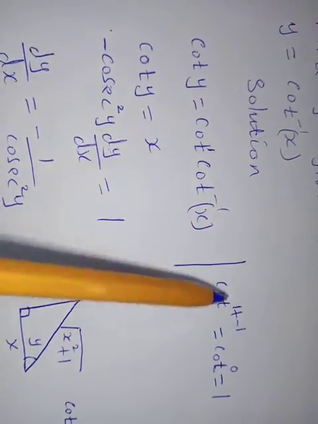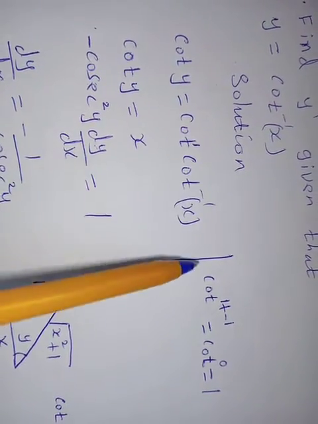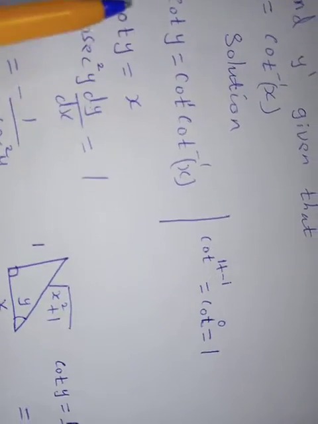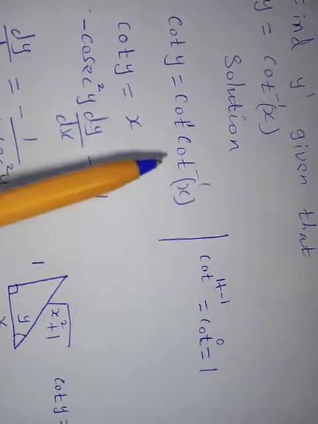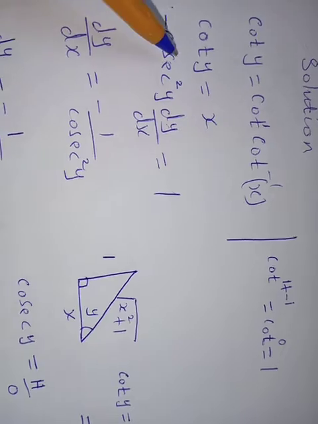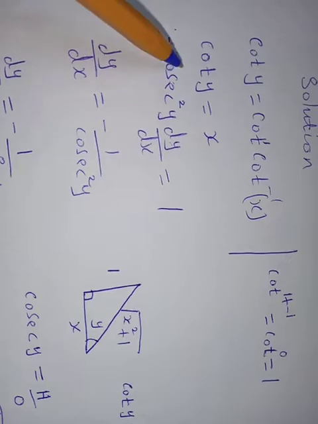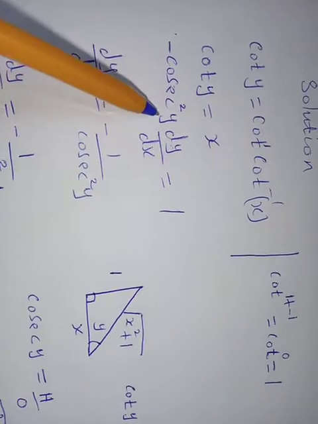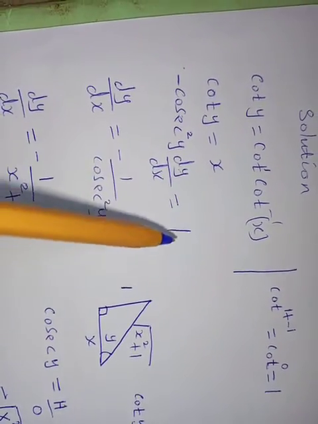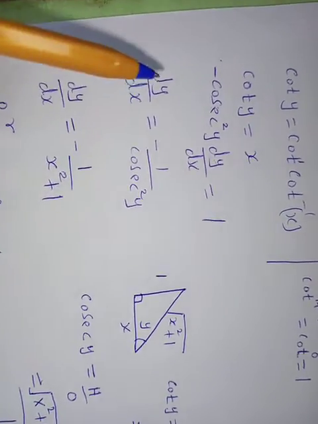Then you apply the laws of indices. Here it is cot power 1. It is multiplication, so you add the powers. Any number power 0 is equal to 1. Then you have cot y equal to x, because this is 1 times x. Then you differentiate this function, which is an implicit function, with respect to x. Here we get negative cosec squared y dy dx equal to 1. Then you divide both sides by negative cosec squared y to be left with dy dx.